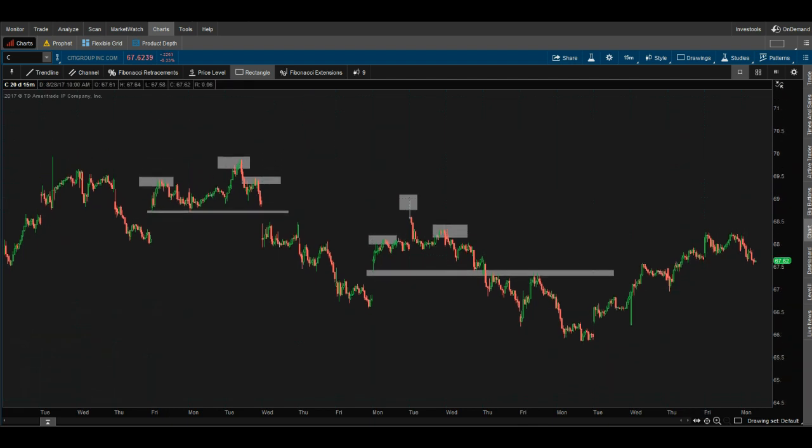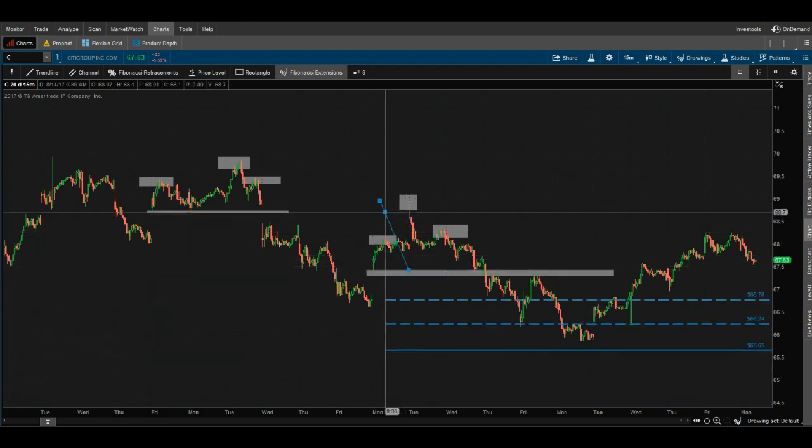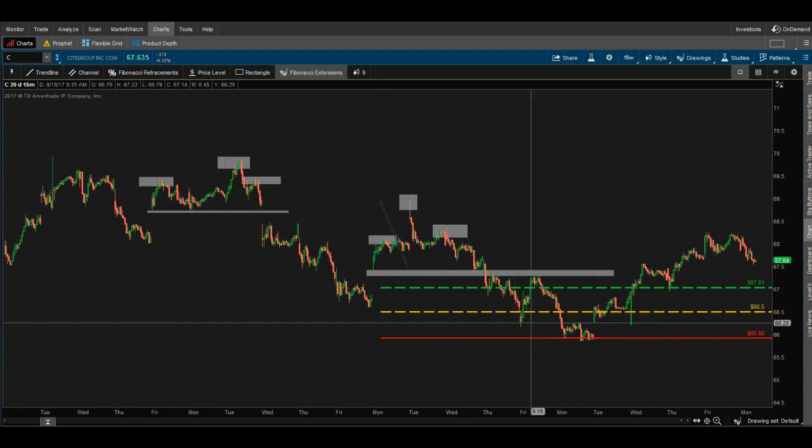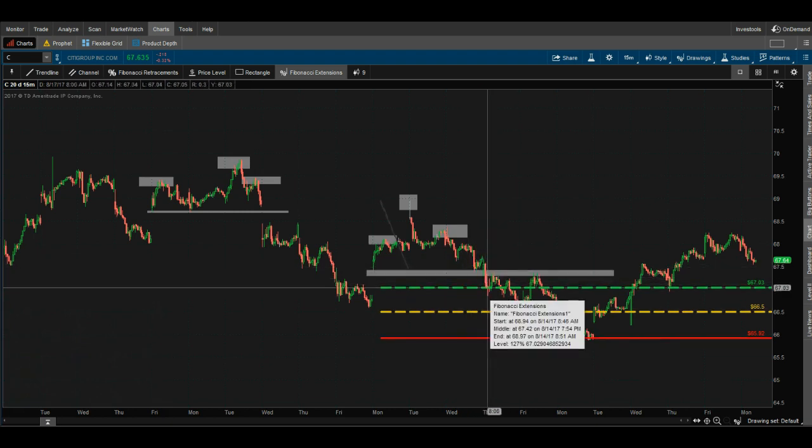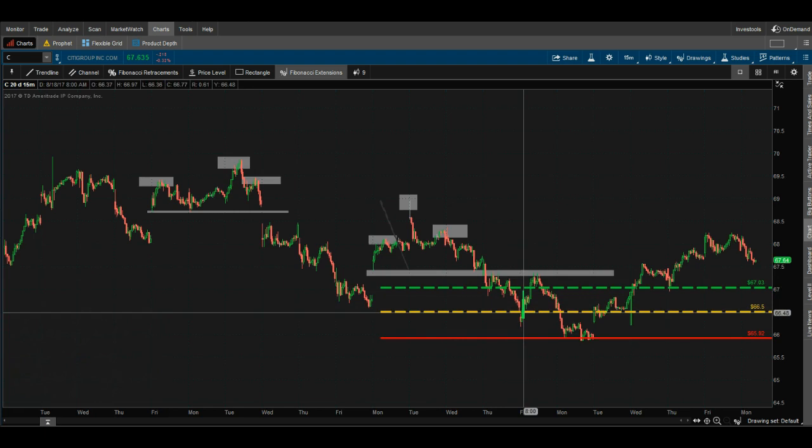Now, second thing is I like to grab my Fibonacci extension tool. And I like to draw from high to the low, back to the high. And look at how well this reacts. We come down to the 127, bounce, the 161, bounce, and then exactly to the tick, the 200, or the 100% move of this entire thing.